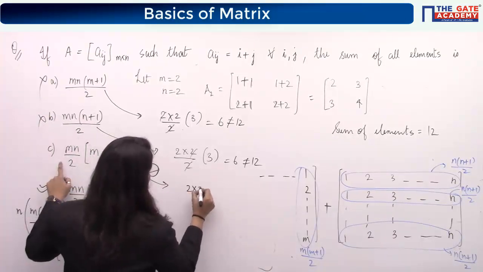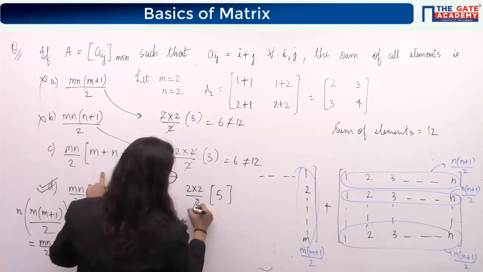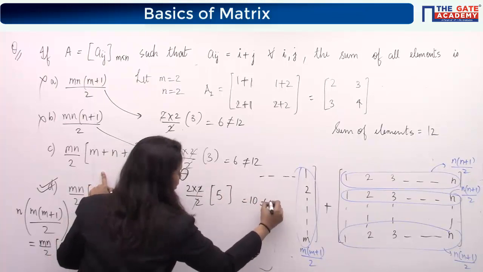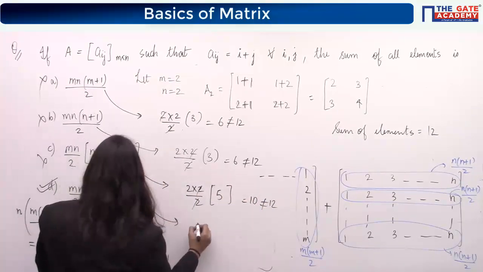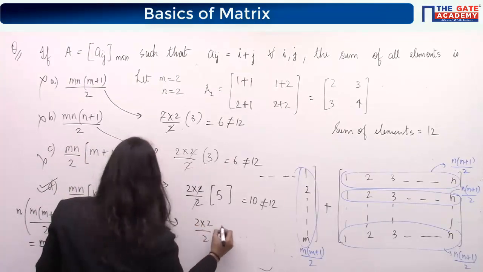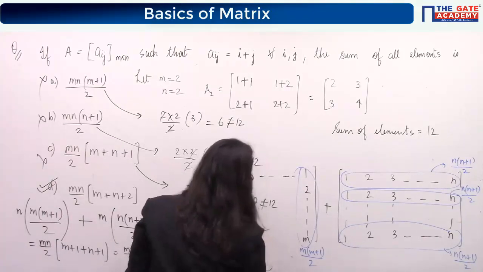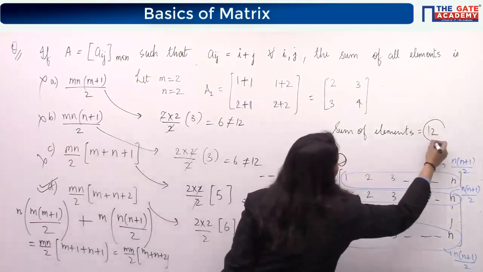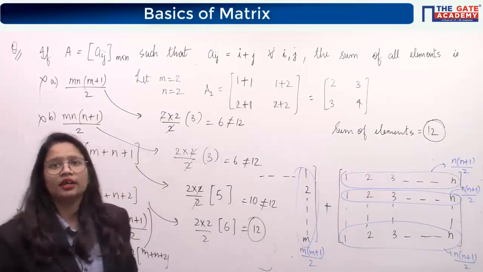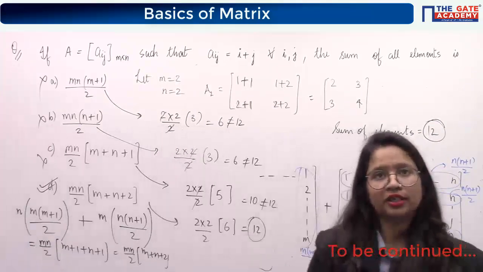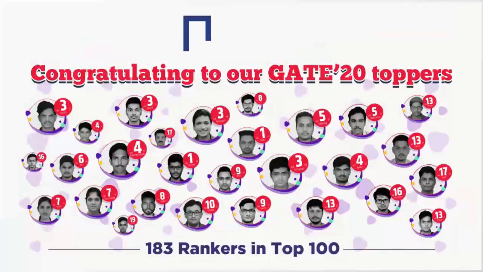Similarly here, 2 into 2 by 2, 2 plus 2 plus 1, 5. It is not giving you 12. So again it is not your answer. But if you substitute here, what will happen? 2 into 2 by 2, 2 plus 2 plus 2, which is 6. 6 into 2, 12, which was the answer from there, and here also. That is why D is your answer. That is the way in which you will solve by checking the options. Okay.